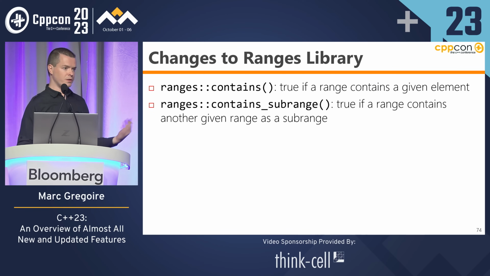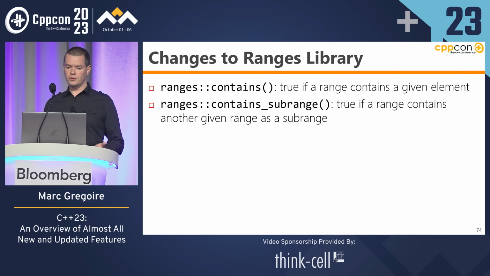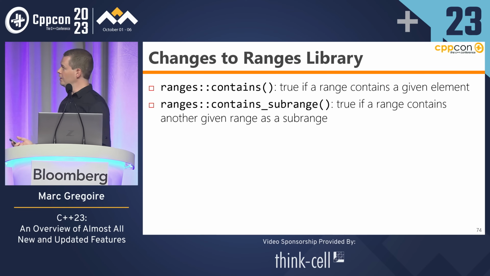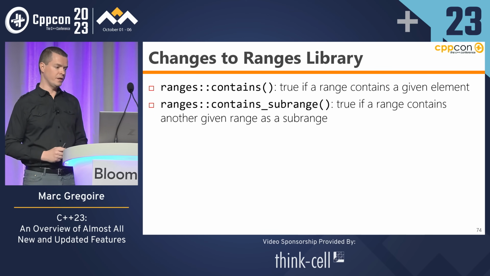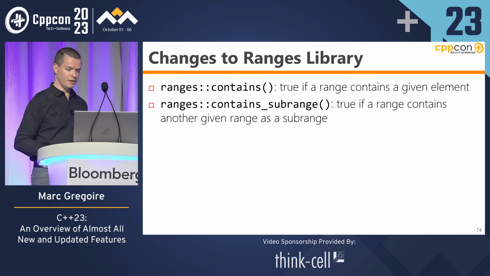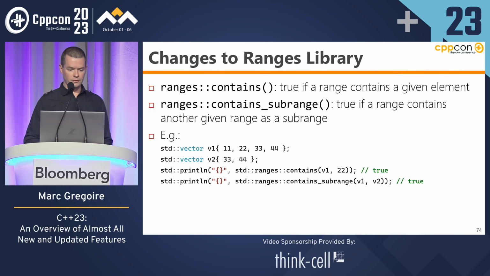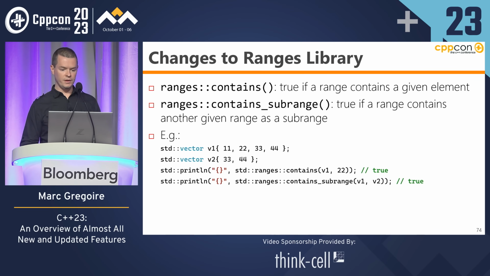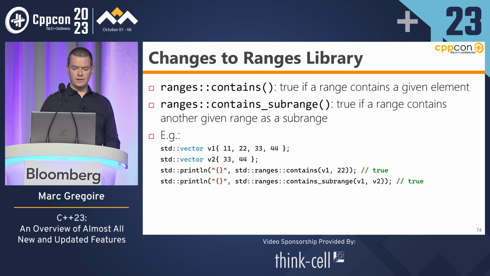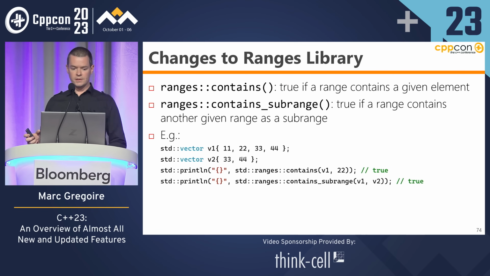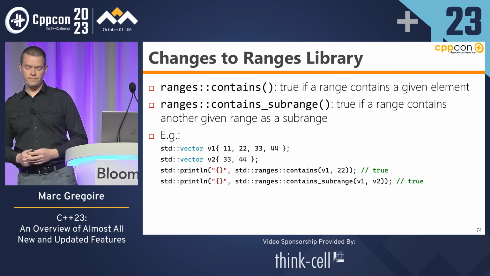You can also do contains, just like with a string and a string view. On a range, you can now also call contains, which returns true if a range contains a given element, or you can use contains subrange if you want to see if a range contains a certain other range somewhere as a subrange. For example, I have two vectors here, and the first println statement is checking if v1 contains the element 22, which is true in this case, and the second is checking if v1 contains the v2 range somewhere in its range, and in this case that's also true.